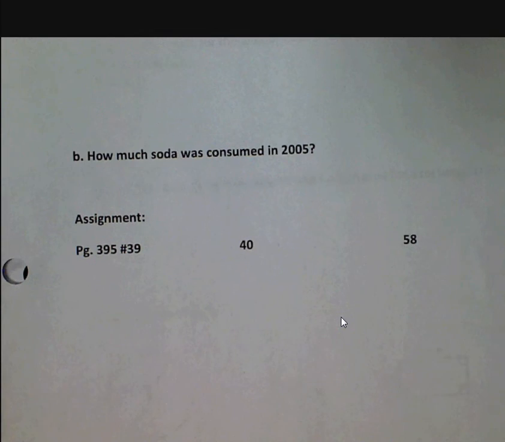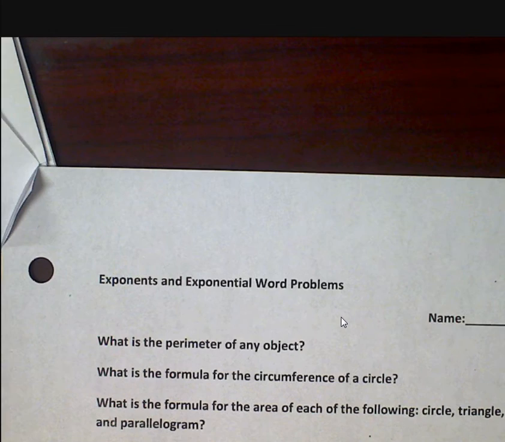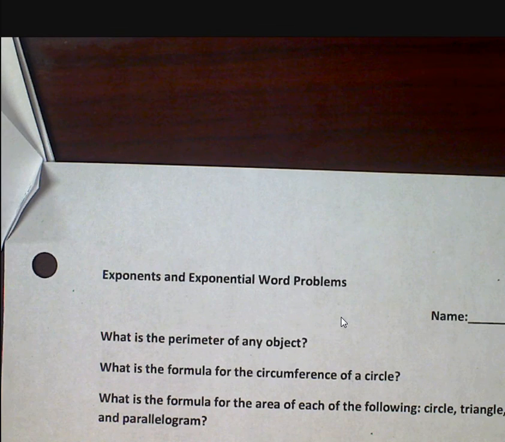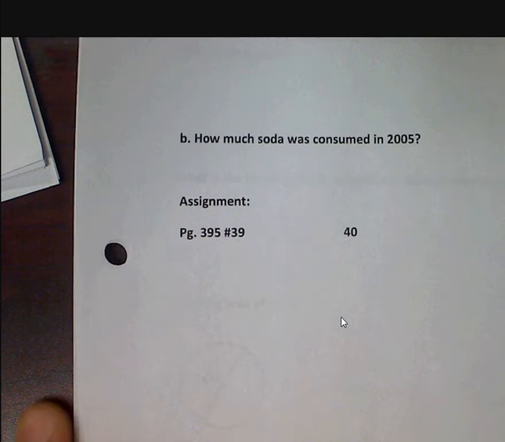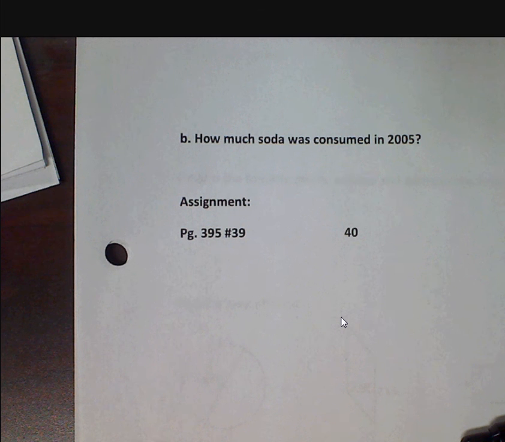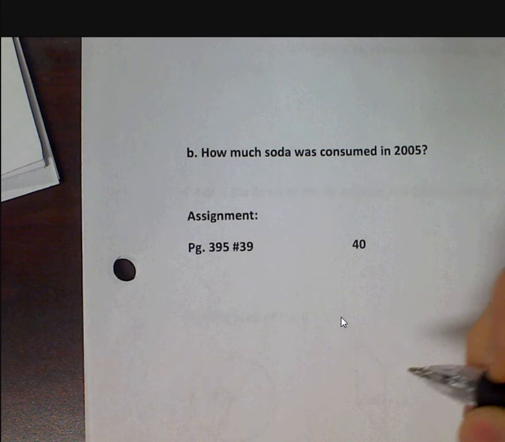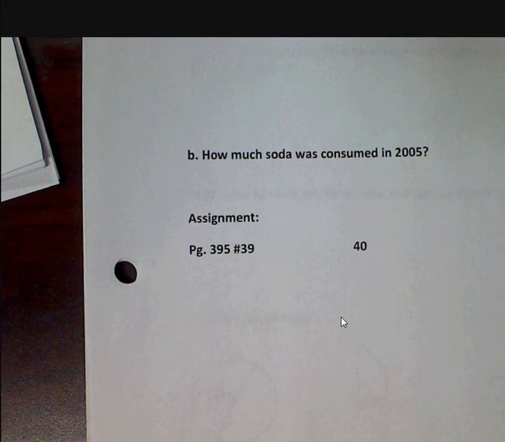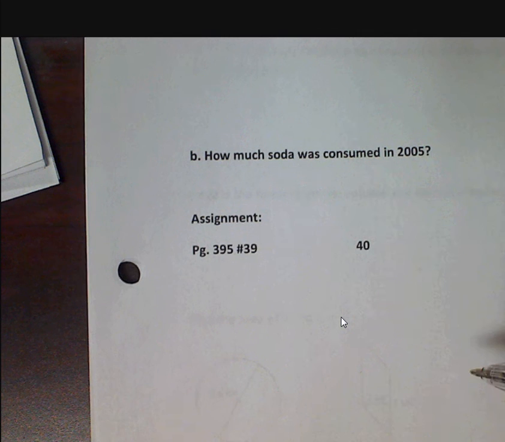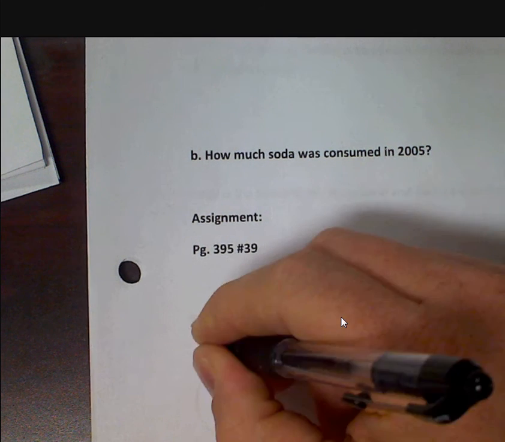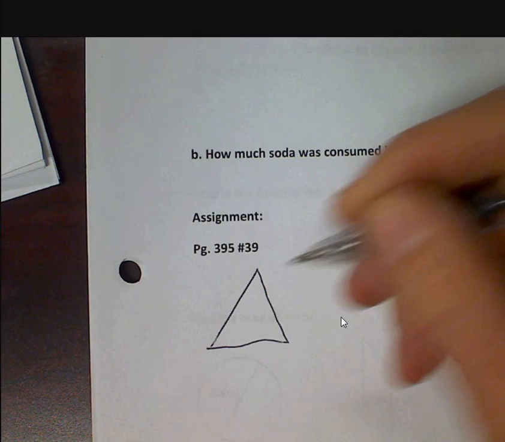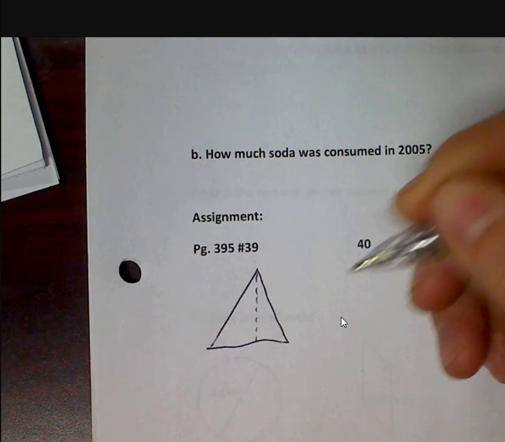Okay, this is exponents in exponential word problems. So here we go, page 395, number 39. The first thing they give us is a triangle going downward.